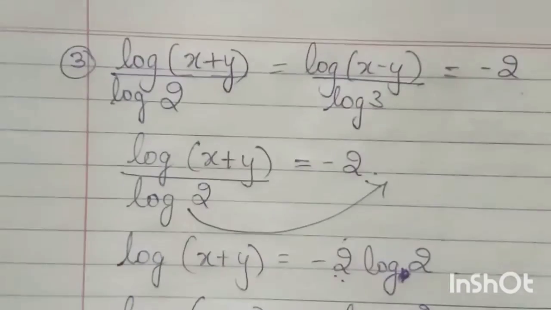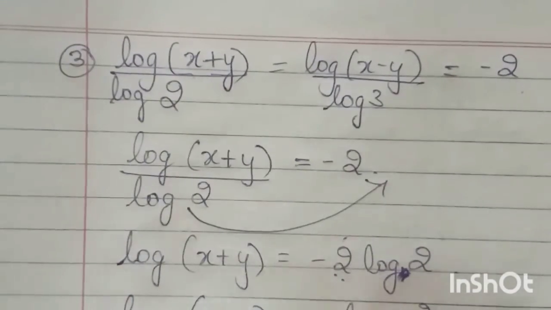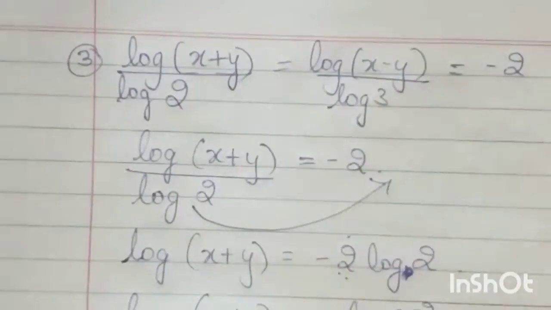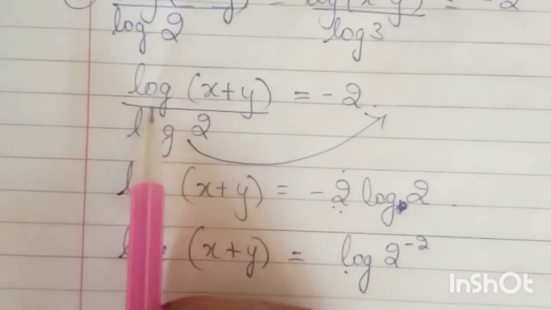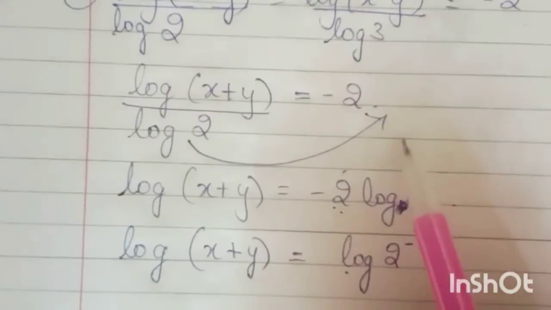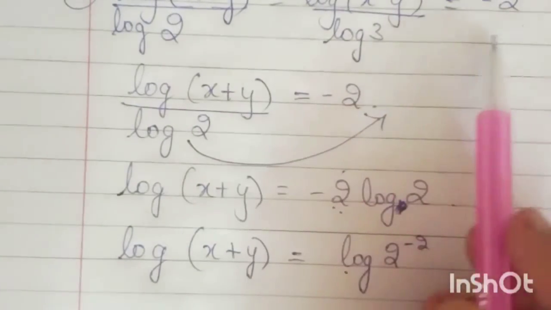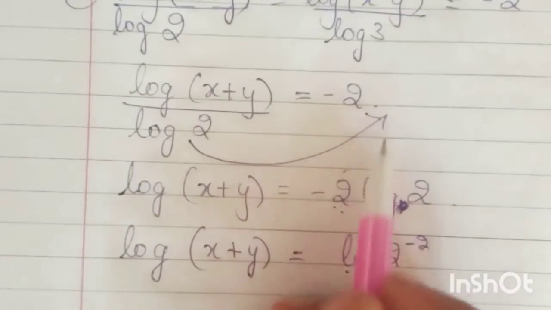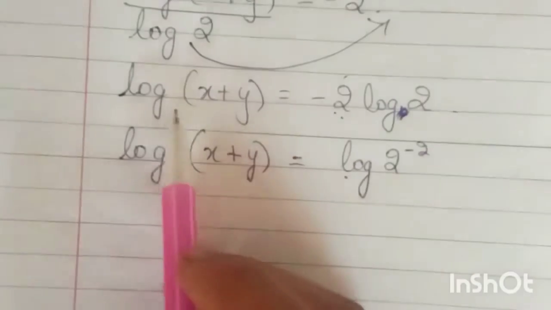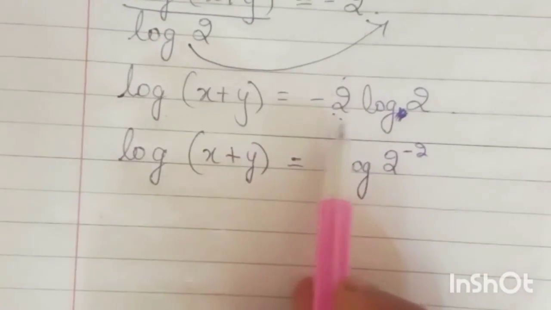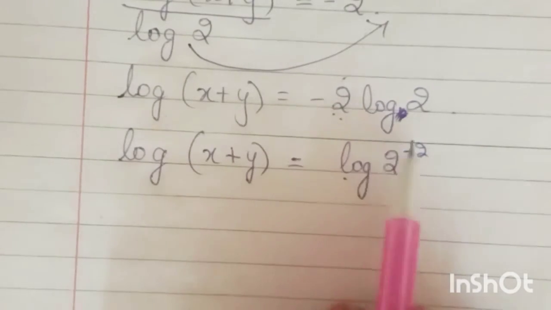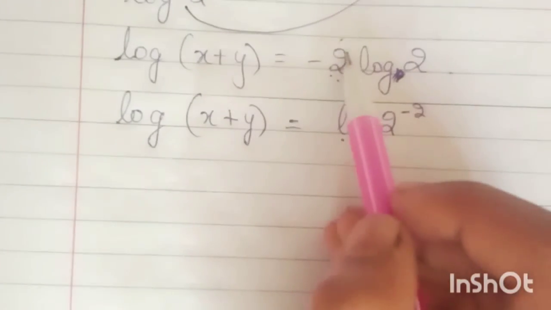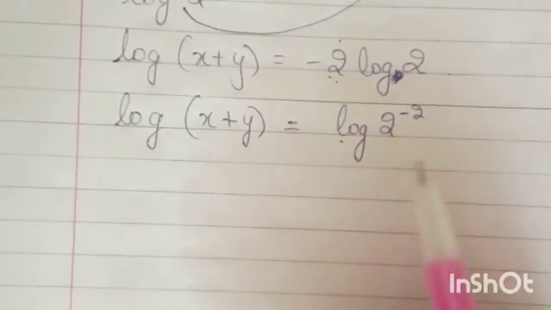So what did I do first? I am taking this and these both. Then I am writing this equation on the left hand side, and on the right hand side I am putting that number. Then I am taking this to the right hand side. This remains as it is. This goes into multiplication and it becomes like this. Then from here I am taking this minus 2 to the power, and I am writing like this.